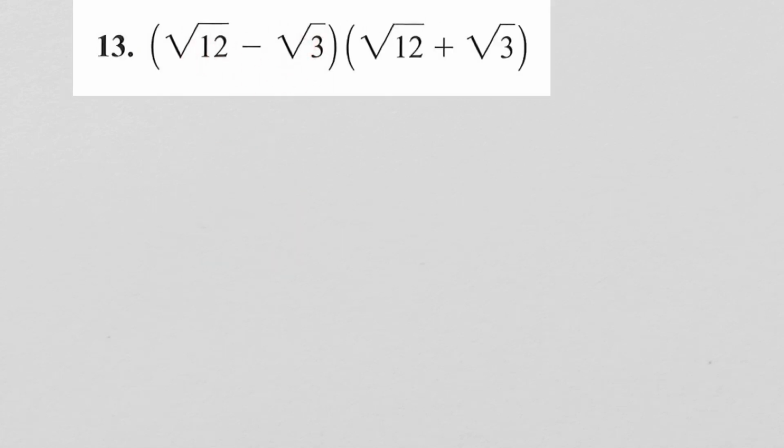Again, we have conjugate pairs. When you multiply conjugate pairs, you get the square of the first thing, which is 12, minus the square of the second thing, which is 3. 12 minus 3 is 9.